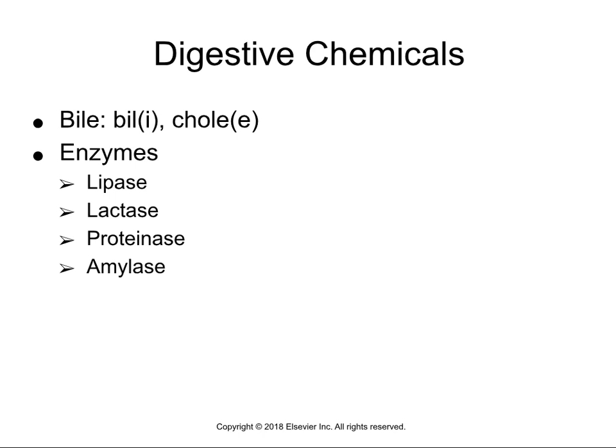Then we have proteinase. This is an enzyme that breaks down proteins. And then finally, amylase. Amylase is the enzyme that breaks down starches, which you heard me say on the last slide. This already starts in our saliva when we're chewing food up.